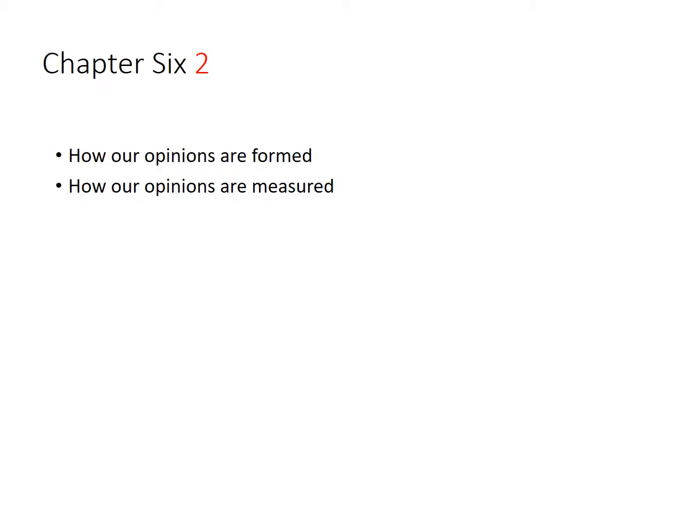And there's two main themes with Chapter 6, dealing with opinion: how our opinions are formed and how our opinions are measured. So how we develop our opinions, political socialization, and then looking at statistics and polling on how our opinions are measured.